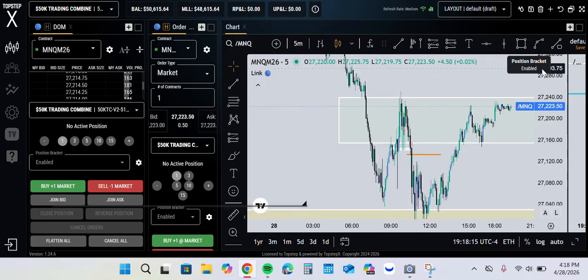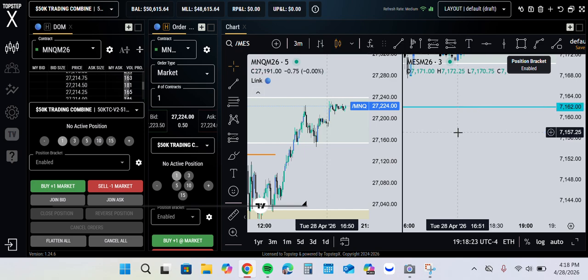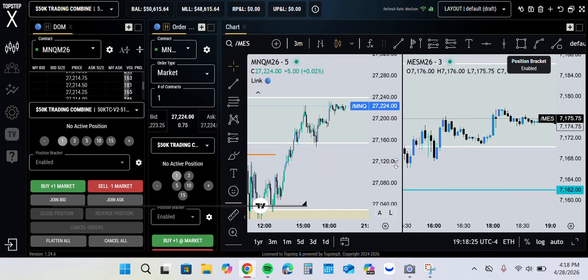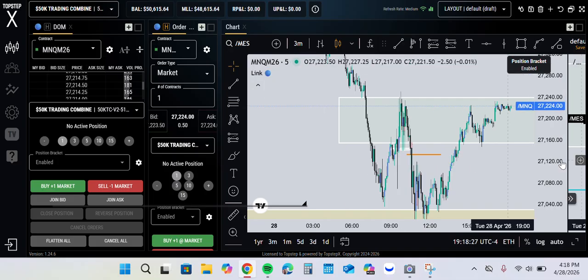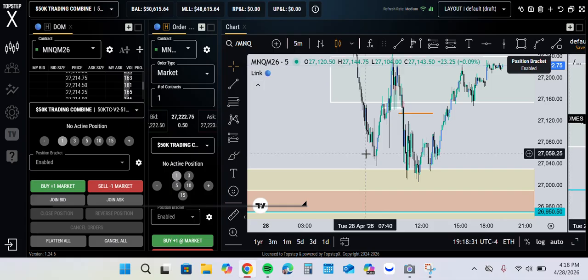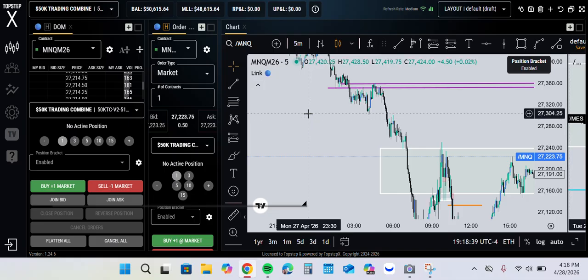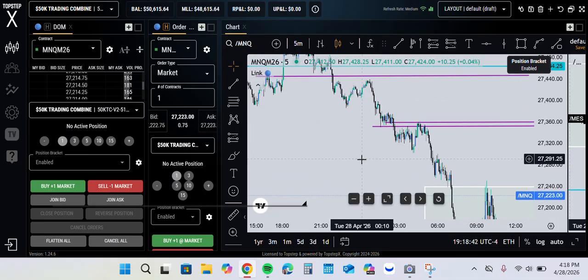And the last thing I would look for is any SMTs. Today I didn't really see any SMTs on MES, so I don't have any marked out. But if I were to find an SMT when the market retraces or reverses, I would mark out where the SMT is. And this is all that I use to enter a trade. These are the main points.